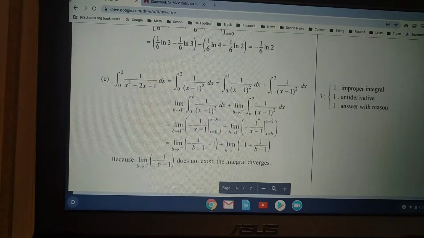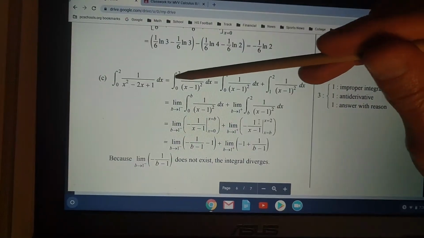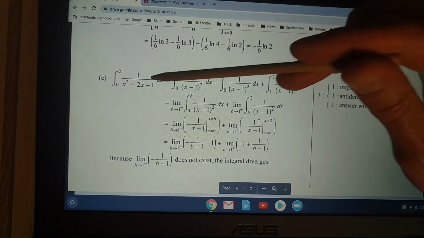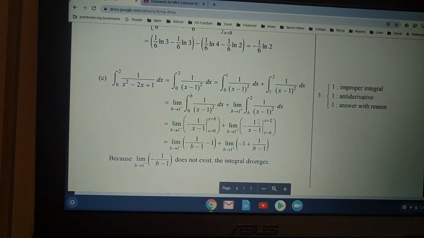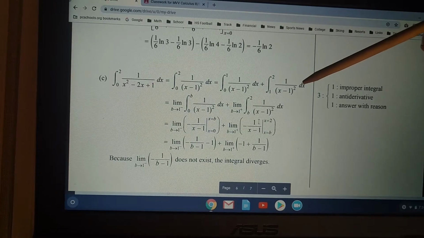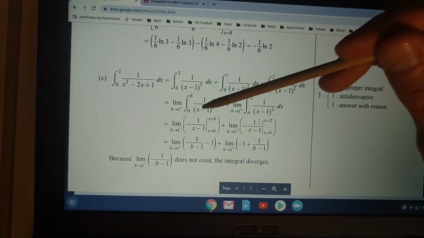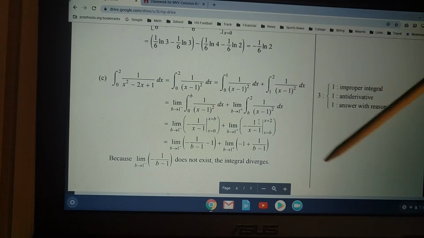Okay, and that gets you 3 points total. Now for C, C was also worth 3 points. So this is going to be evaluating an improper integral. As you go ahead and do this, you're going to integrate from 0 to 2. The problem here is that there's a value in the middle, at 1, where this is undefined. So you have to break it up into 2 separate integrals. If you get it broken up at 1 into the 2 separate integrals from the left and from the right, that gets you 1 point.